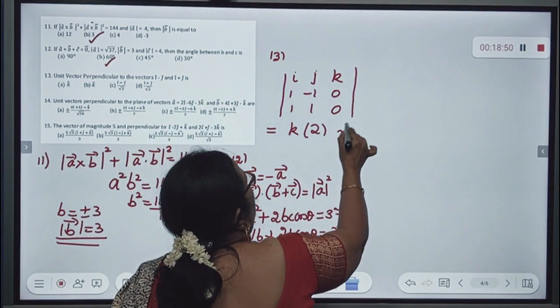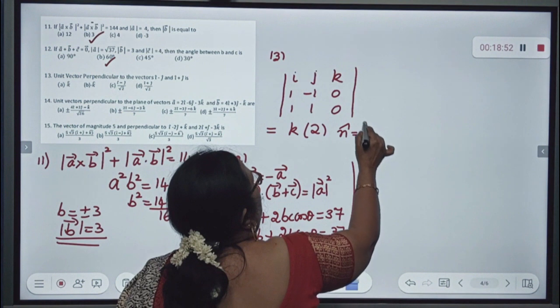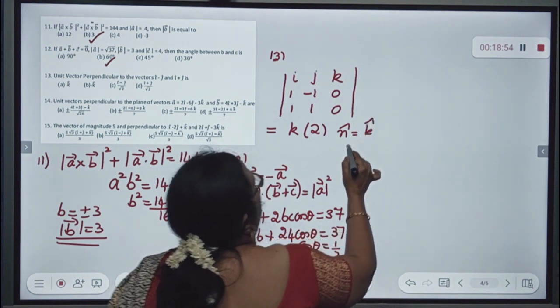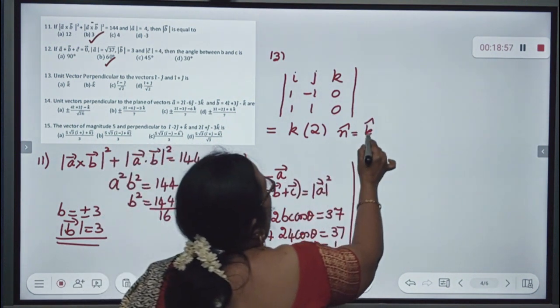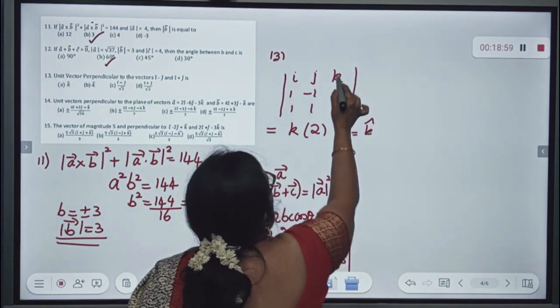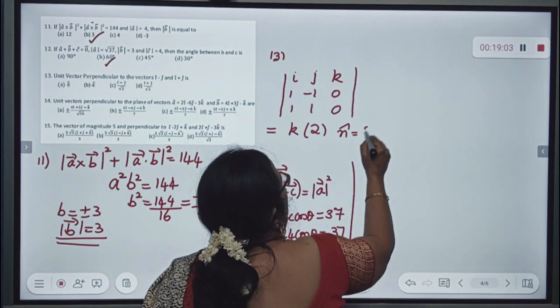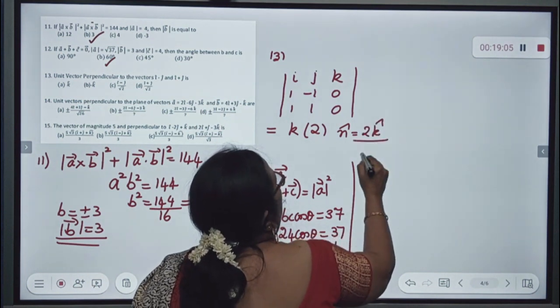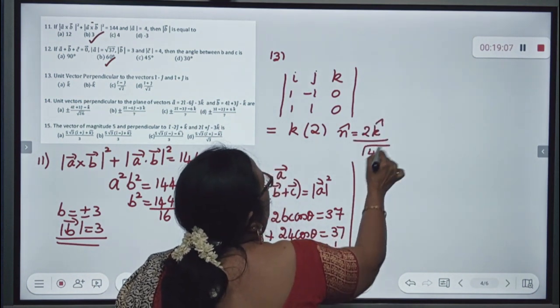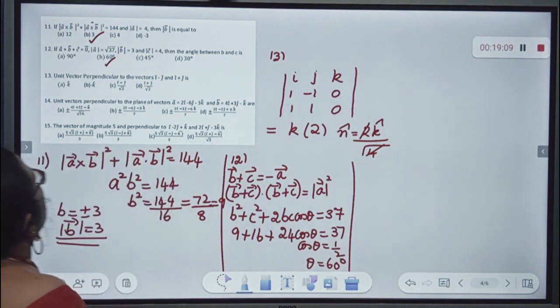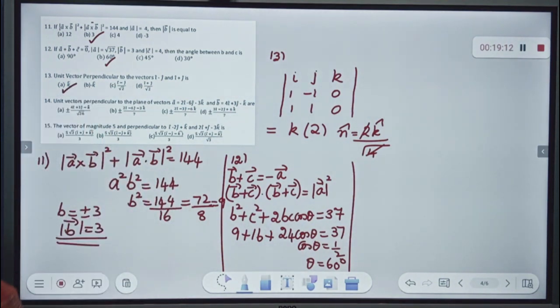Therefore, the vector is 2k. See, this is k into 1 plus 1, 2. So, unit vector will be 2 times k cap by root of 4, which is k cap. So, k cap is the correct answer. The next sum, 14th question.